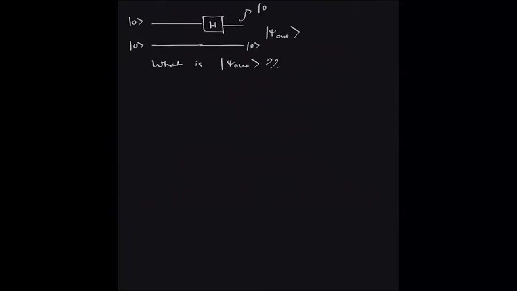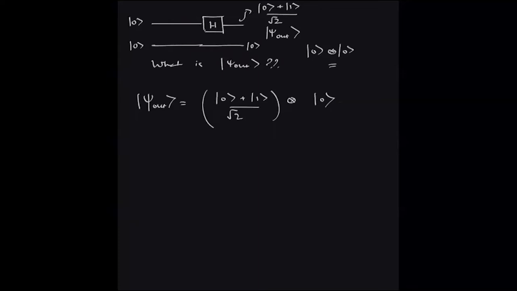So this is 0 plus 1 over root 2. But I have to calculate the psi out. So the psi out is simply given by 0 plus 1 by root 2 tensored with 0. And as I already told you, shorthand notation is something like this. So this gives me 0, 0 plus 1, 0, by root 2.